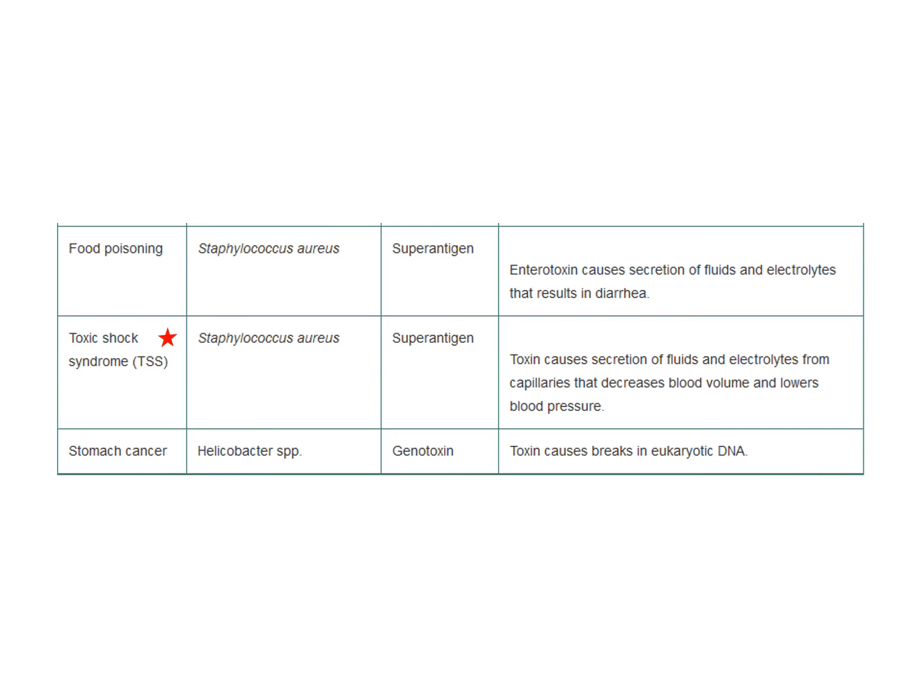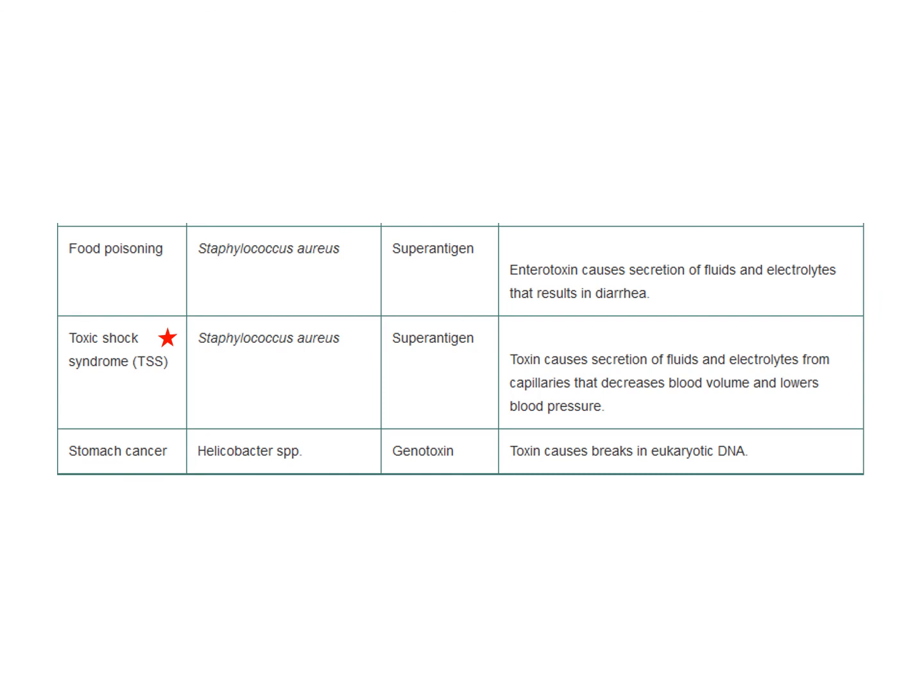You also have toxic shock syndrome, which is produced by Staph aureus. It's caused by a toxin that's secreted, and it causes the secretion of fluids and electrolytes from capillaries this time. And that decrease in blood volume lowers the blood pressure, and it can actually be quite harmful to a potential host. I would like for you to be aware of toxic shock syndrome. So you should memorize this information about this particular disease. I've put a star by it on this figure.